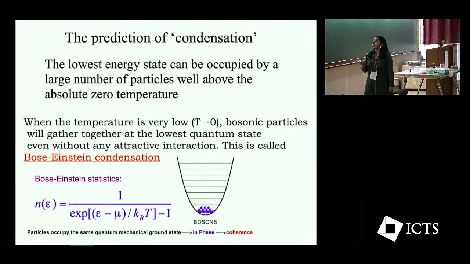So what is the prediction of Bose-Einstein condensation? The lowest energy state can be occupied by a large number of particles well above the absolute zero temperature. When the temperature is very low, the bosonic particles will gather together in the lowest quantum state even without any attractive interaction. And this is called Bose-Einstein condensation. So all the particles occupy the same quantum mechanical state. They are all in phase and they are all phase coherent.